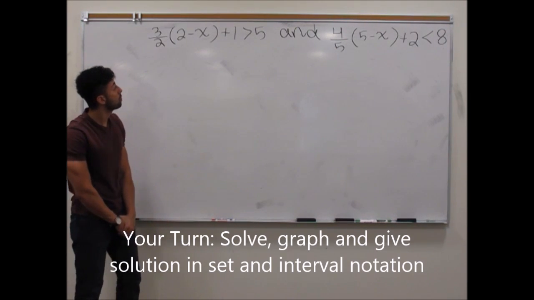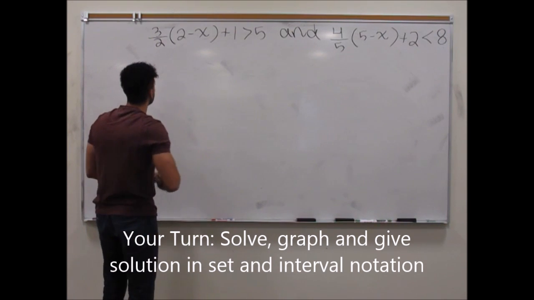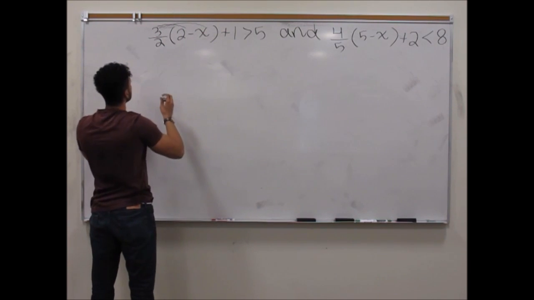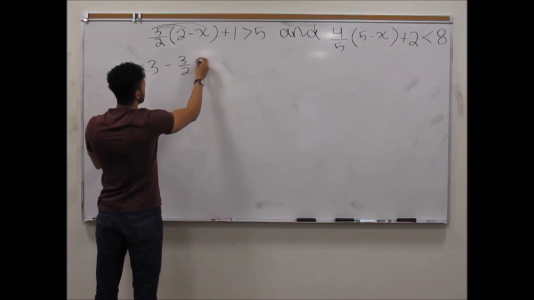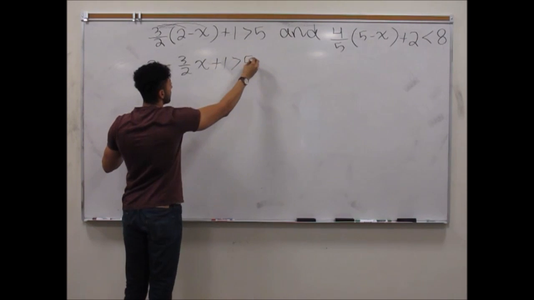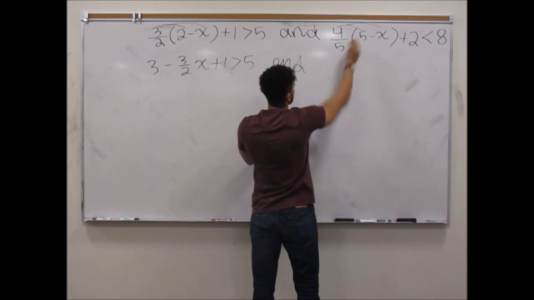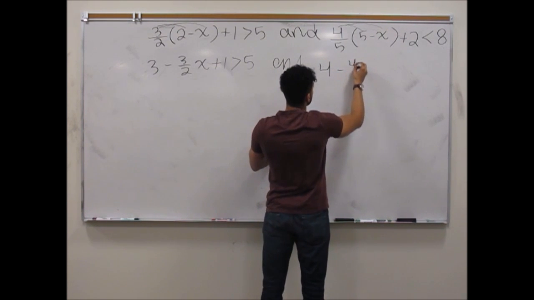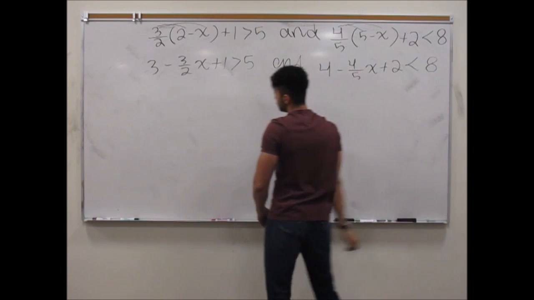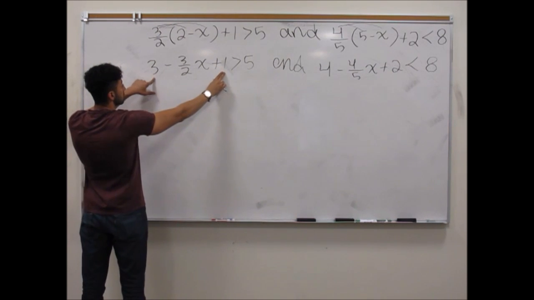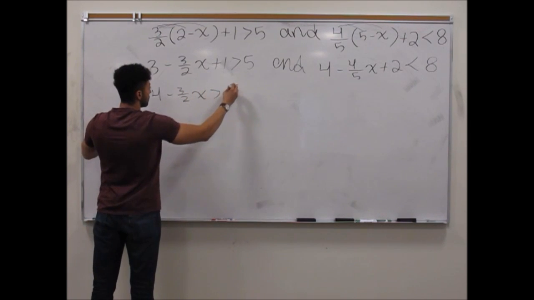Alright, so this is the last example. Notice it's an AND case. So the isolation, let's do that first. Let's distribute a little bit. Here we'll get, the 2's will slice off, so we just get 3 minus 3 half x plus 1 greater than 5. And let's distribute this as well. So those 5s slice off, and you just get 4 minus 4 fifth x plus 2 less than 8. Let's combine these numbers here to get 4 minus 3 half x greater than 5.